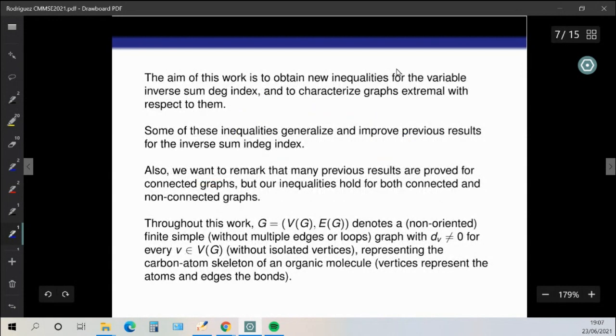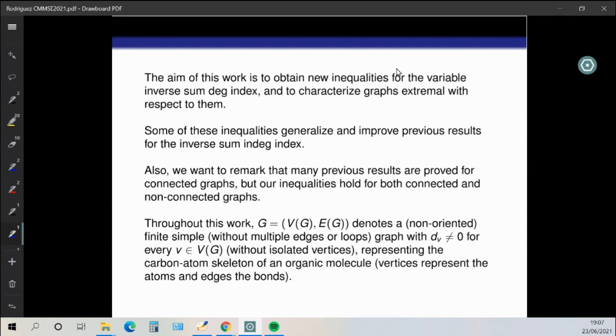The aim of this work is to obtain new inequalities for the variable inverse sum index and to characterize graphs extremal with respect to them. Some of these inequalities generalize and improve previous results for the known inverse sum index. Also, we want to remark that many previous results are proved just for connected graphs, but our inequalities hold for both connected and non-connected graphs.